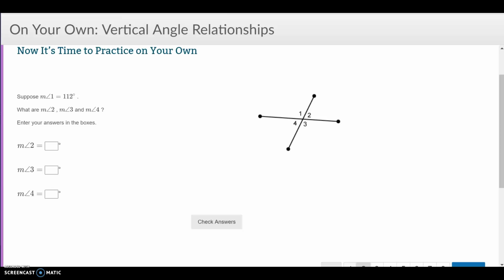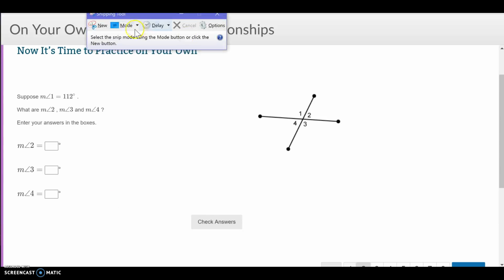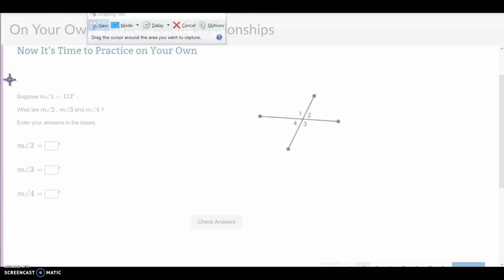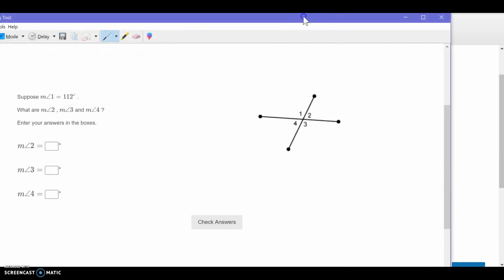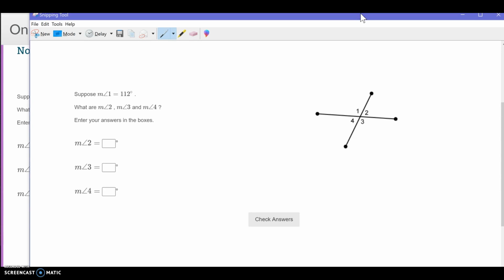All right. We are going to take a snip of this one so we can draw on it. So here is our snip. All right, so let's write in what we know. Suppose the measure of angle 1, let's change our color, there we go, is 112 degrees.